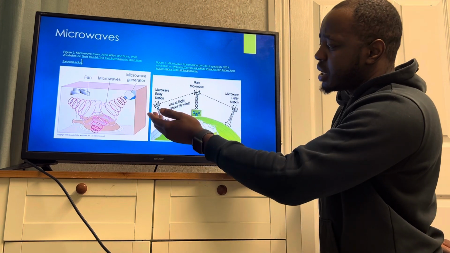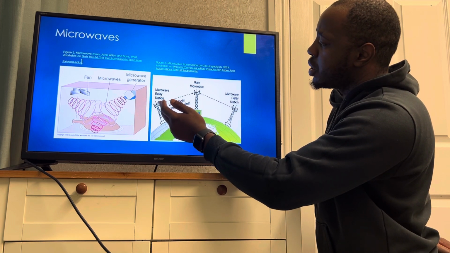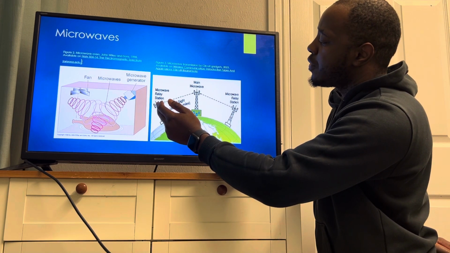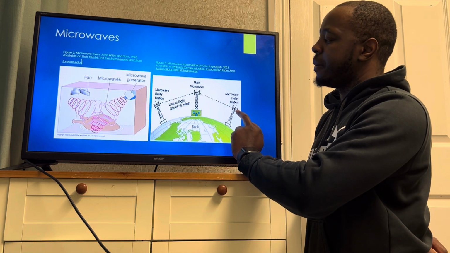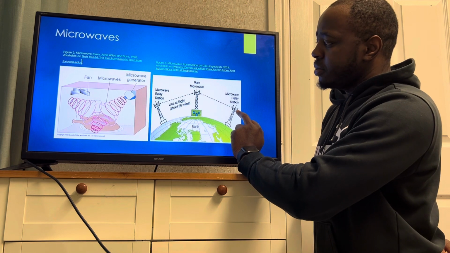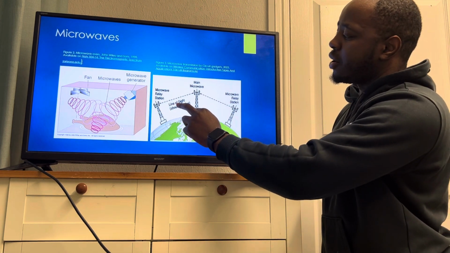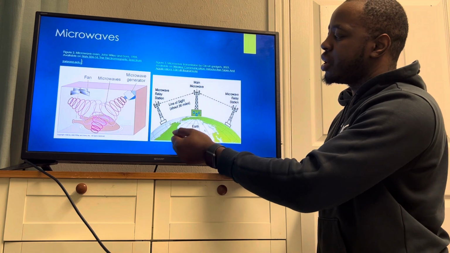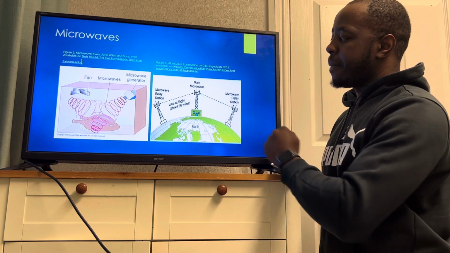Then since this is a relay diagram, this wave will go all the way from there to there and be relayed all the way to the end station there. Right, so it's always still on the line of sight route. Okay, and it's unidirectional, which means it's only going one direction at a time.